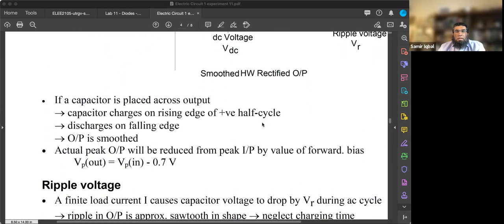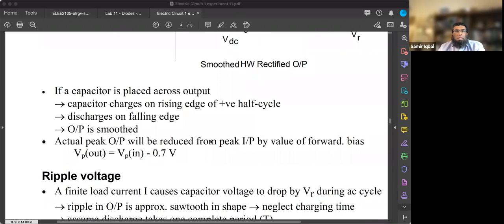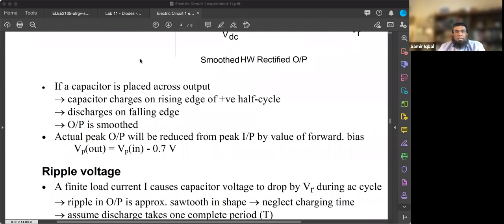Now this is what's to do with the capacitor in the circuit, right? We talked about the capacitor, and we can see if there's no capacitor, we would not be getting the negative cycle. What we would be getting is just the half cycle.